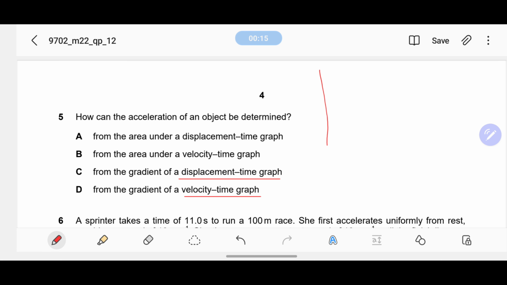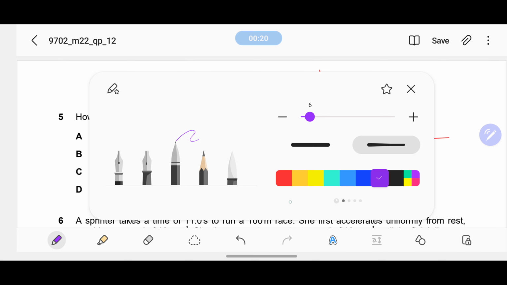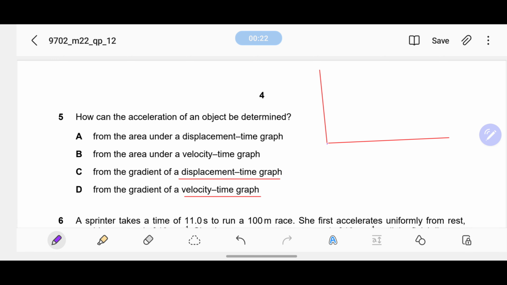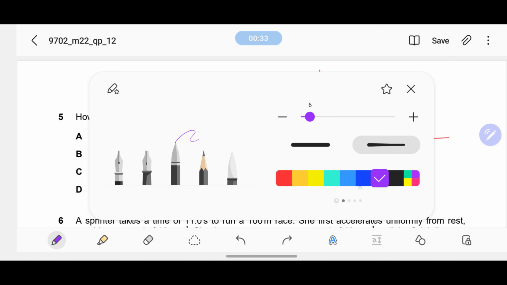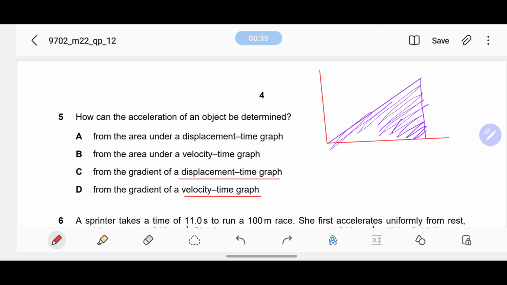So if I make a displacement time graph over here, the gradient of this graph will let me know the velocity of any object, whereas the area of this graph shows nothing, not at all, nothing. So I can say that this is telling me velocity and this is telling me nothing, and this is a displacement time graph.